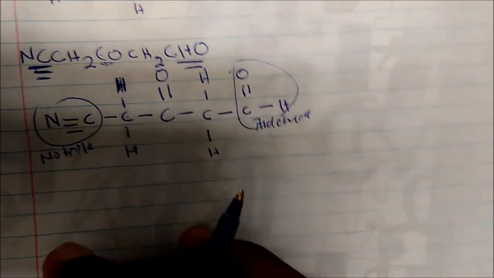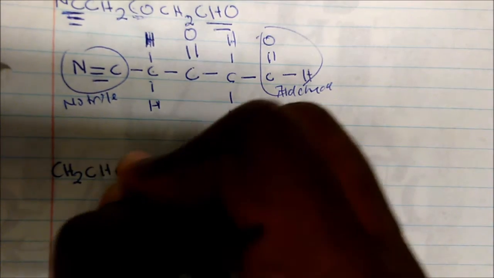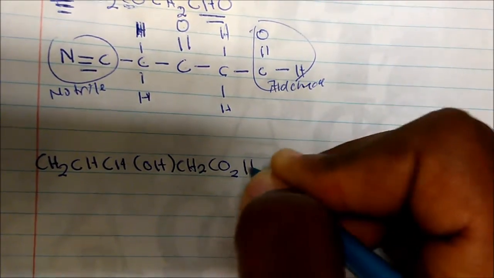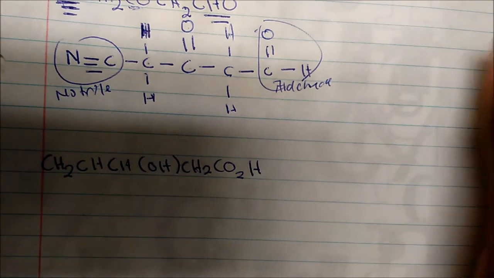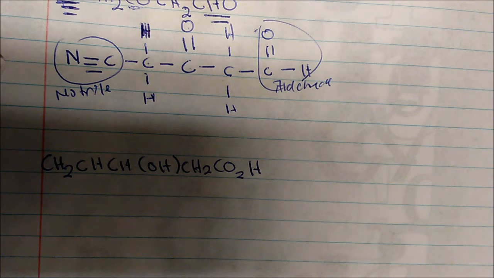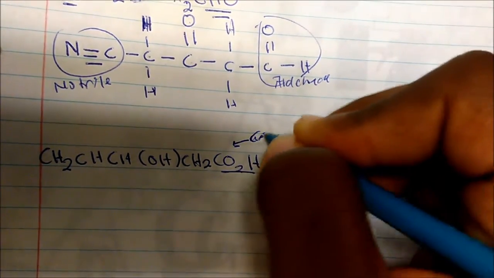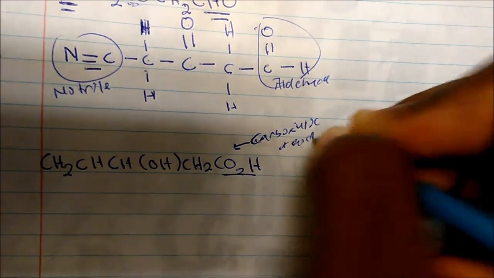So let's look at another example. Let's look at this one. CH2, CH, CH, OH, CH2, CO2H. So what would be the line structure for this? Well, again, the first thing I want to do is identify my functional groups. It makes the problem much easier. So this CO2H, we know this is a carboxylic acid.